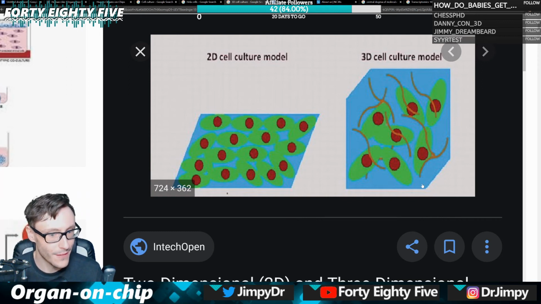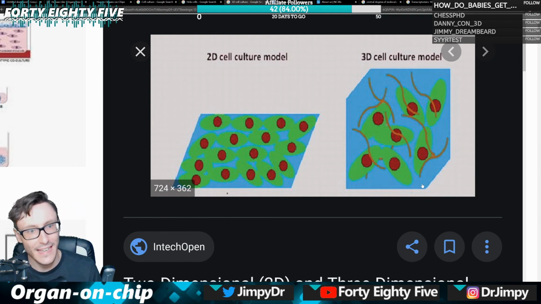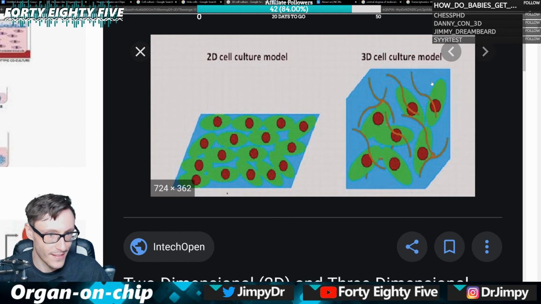Some cultures like that behave a little bit more like they do in a human body than flat grown cultures. What you can find is that they'll start secreting proteins and things like collagen, which will actually hold the ball together. And you can also have an artificial collagen structure that you can grow cells in.